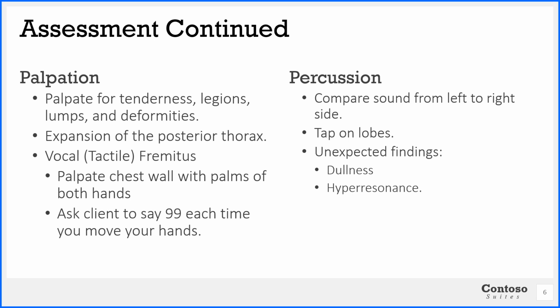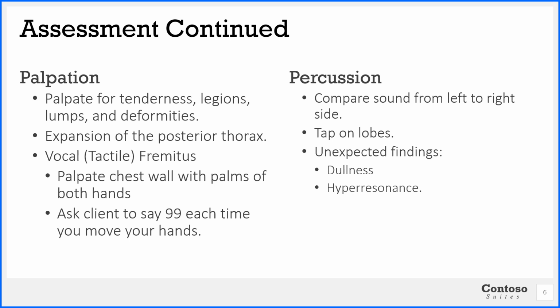Expansion of the posterior thorax. It's really easy to not have your patient sit up because they're not feeling good. Sometimes we just let them lay there in the bed. However, you have to see the expansion of both the front and the back of the lobes, because there might be a part that's not working that you wouldn't be able to assess otherwise.